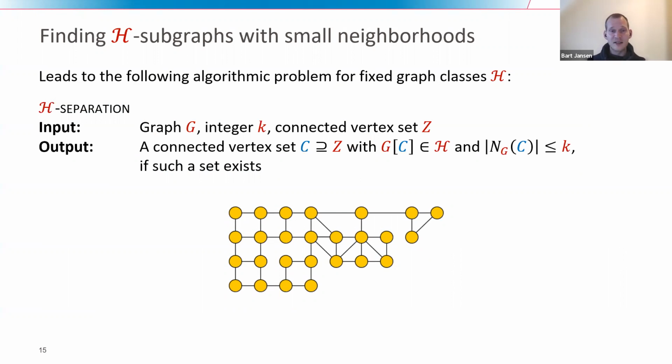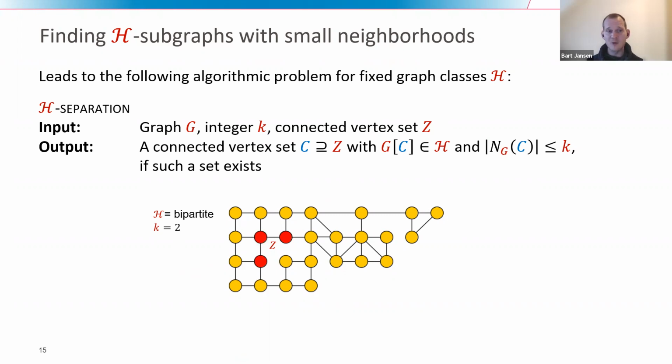So to satisfy the second condition that we've just seen, the following type of separation problem comes up. We call it H separation, where H is again our target graph class. Think bipartite graphs. So what does an input to this problem look like? As input, we get an undirected graph G, some integer k, and a connected vertex set Z. And here Z consists of these three vertices.